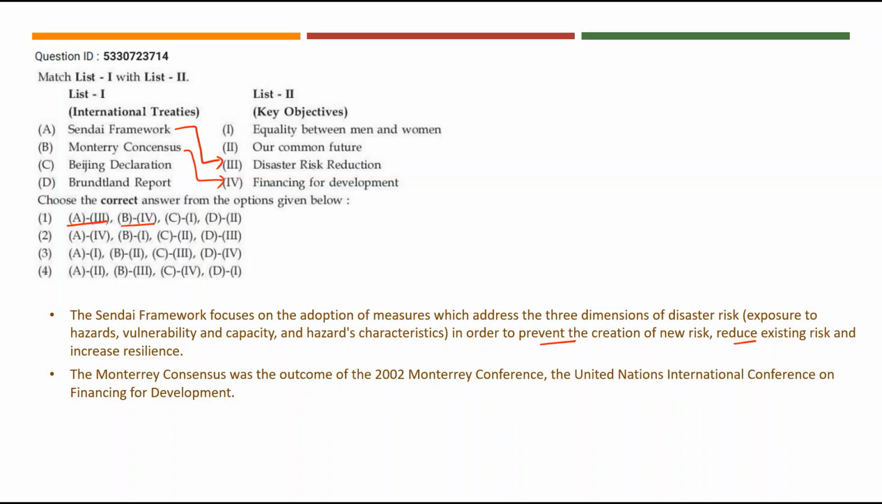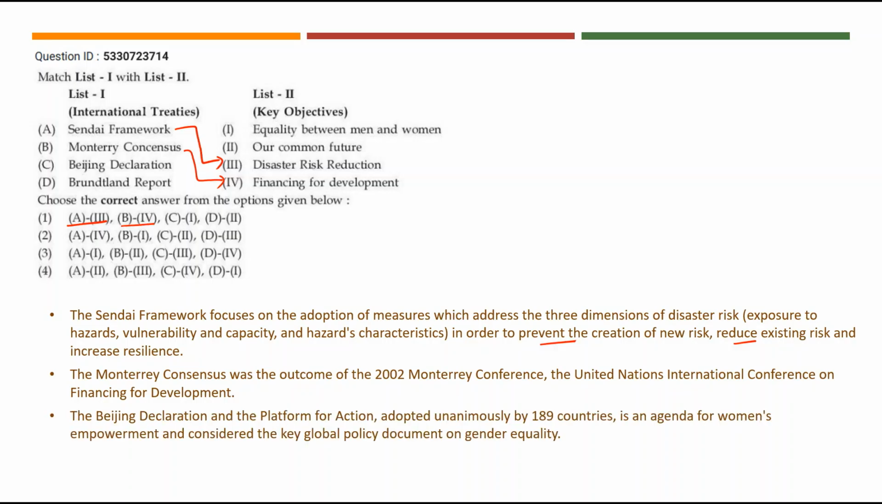What about Beijing Declaration? The Beijing Declaration and the Platform for Action adopted unanimously by 189 countries is an agenda for women's empowerment and considered the key global policy document on gender equality. Equality between men and women can be taken as gender equality. C will be mapping to 1.